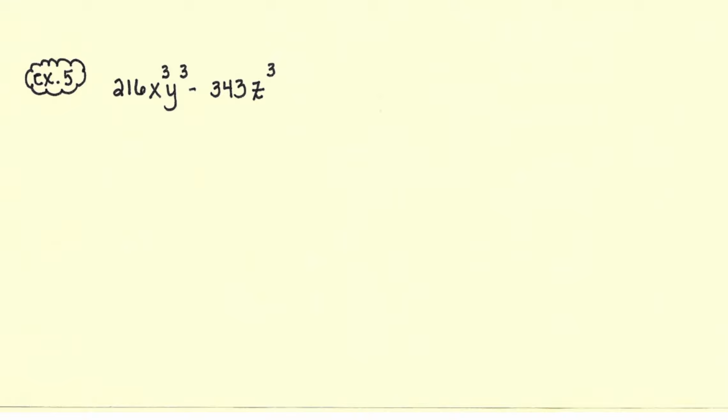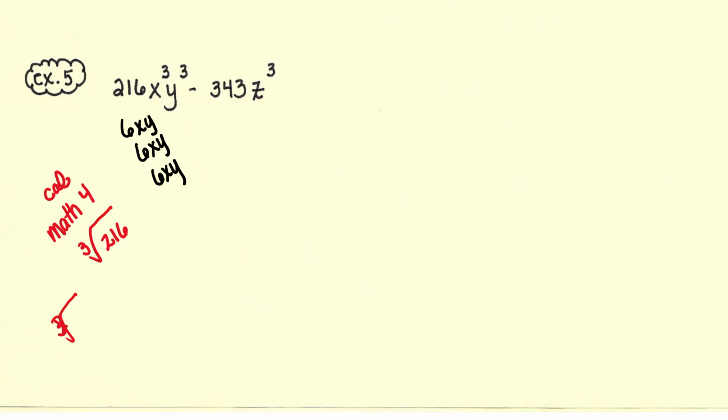All right, let's take a look at example 5. Again, these numbers might be large, so you might need to go to your calculator because these might not be ones that you're comfortable with. Math 4 will allow you to cube root those. Some calculators might have just a cube root button. All right, so here you found out that that's 6xy, 6xy, 6xy. Here, when you went to the calculator, it's 7z, 7z, and 7z.